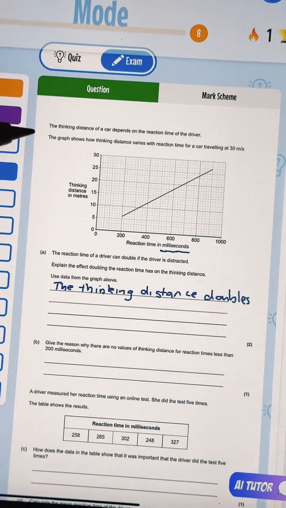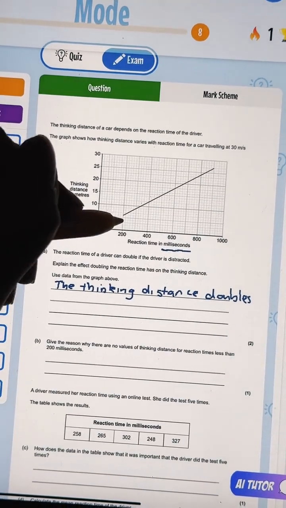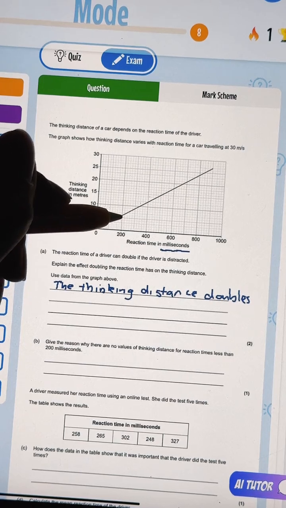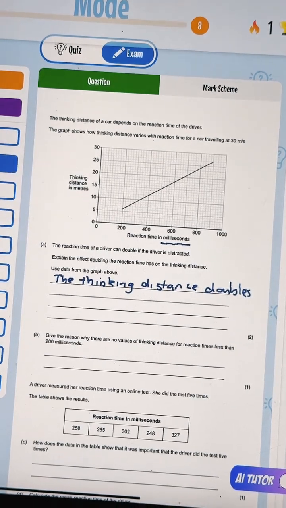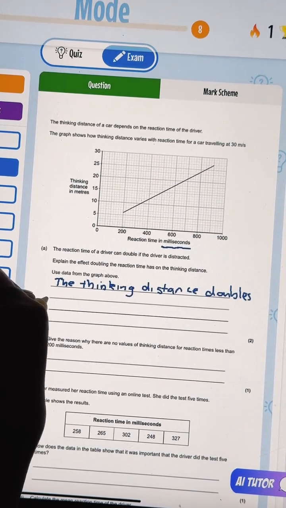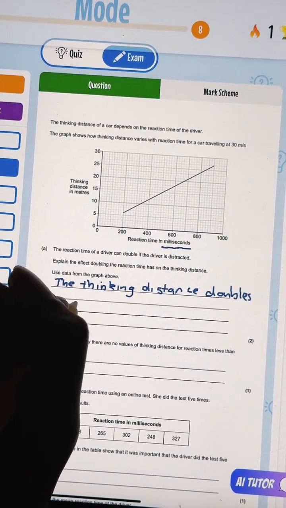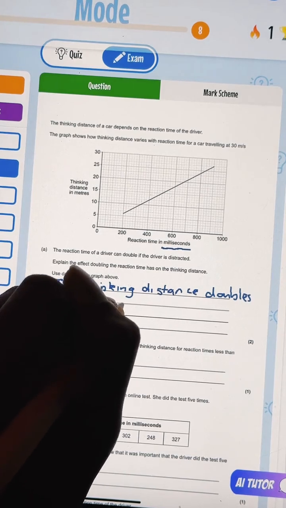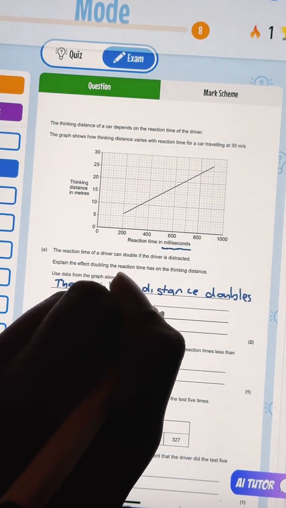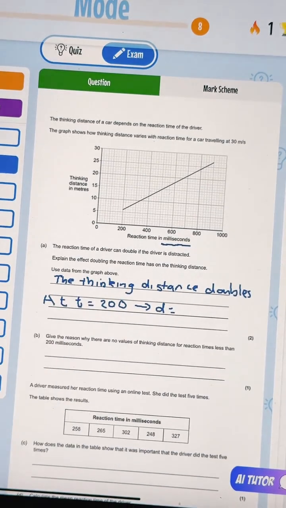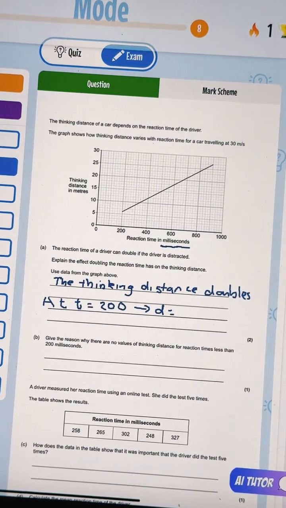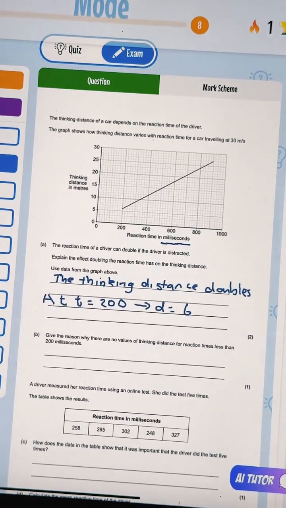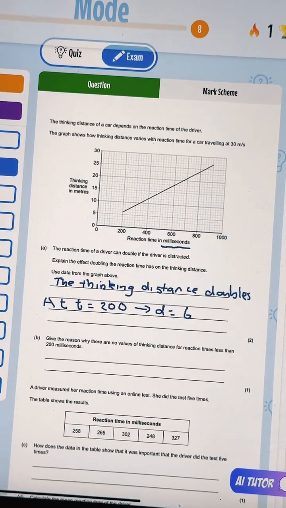So let's take 2 points from the graph. So let's take the first point. At 200 milliseconds, what's the distance it travelled? So I'll say at t equals 200, what does the distance equal there on the graph? 6, correct. Because 1 square above 5, each division is worth 1 meter.